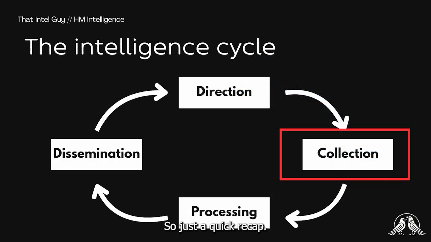So just a quick recap, this is the second step in the intelligence cycle. Last week we covered off direction, and the week before, the intelligence cycle as a whole. If you want to know more, go check out those lessons.